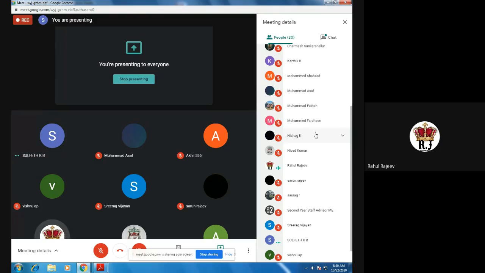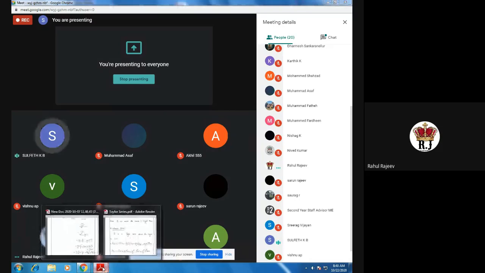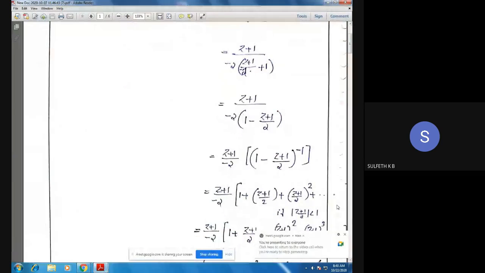1 plus z plus z square plus etc. There we have a condition and the series converges if mod z is less than 1. 1 by 1 minus z is equal to 1 plus z plus z square plus etc., if mod z less than 1.